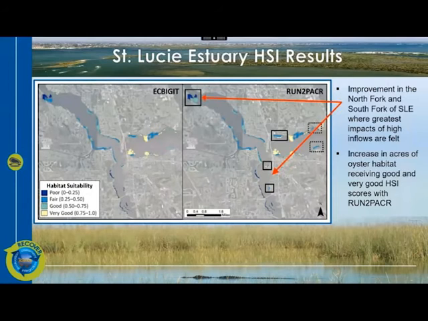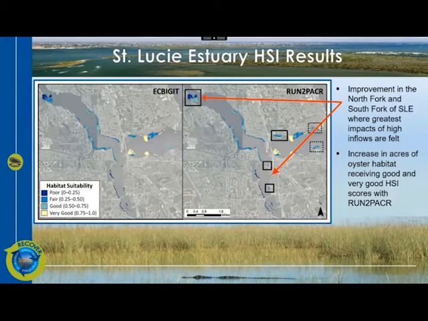So first, the results for the St. Lucie estuary. Here you'll see two maps. On the left here, this is the oyster habitat suitability measured in the existing condition-based scenario. And on the right is the 2032 future scenario. As indicated in the legend, darker colors are poor or fair habitat, and lighter colors are good or very good habitat.